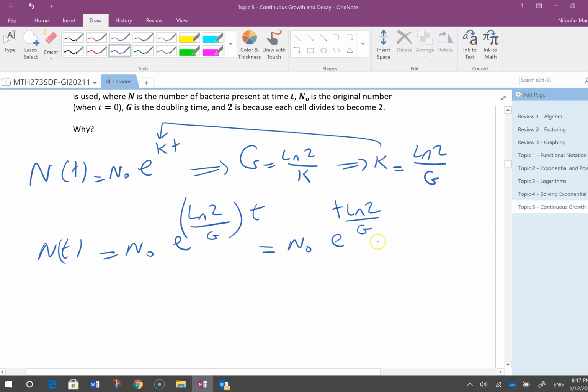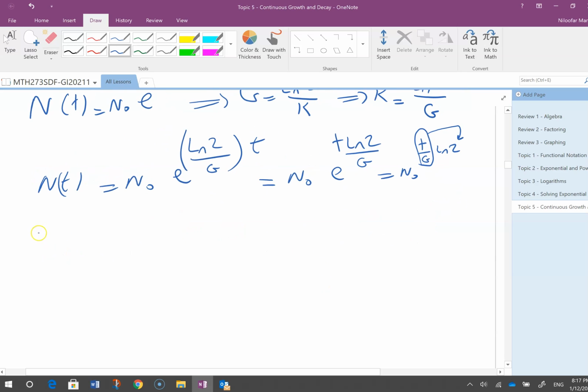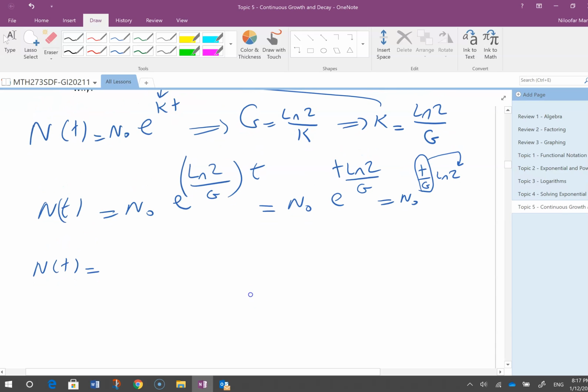Here I can say this is n0 t over g ln 2. I can say this one I use as power of this. So it is N(t) equal, see, I started from n0 e^(kt). Instead of k I substitute, and now I am saying I can put t over g as power. So it is n0, and I need e. So e power, yes.